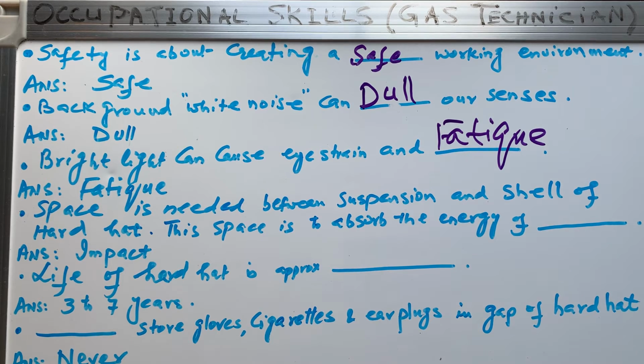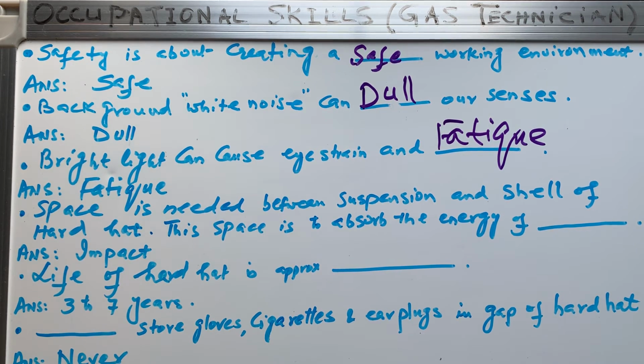So again, coming back to the hard hat, in Ontario we say that all the hard hats at a construction site should be CSA approved, Canadian Standards Association. They are responsible for approving the correct specification to be used at the working site. So there is a space between the suspension and shell of the hard hat. This space is very important. This space is to absorb the energy when something hits the hard hat, right?